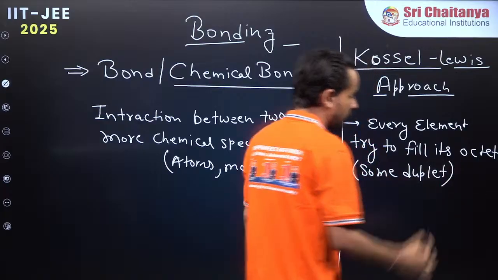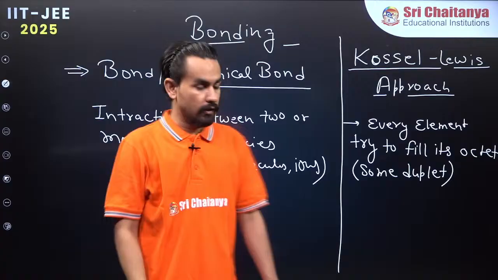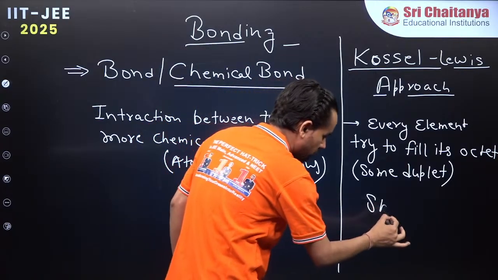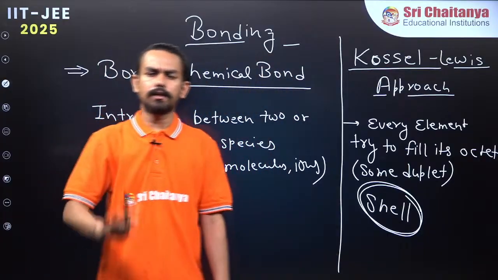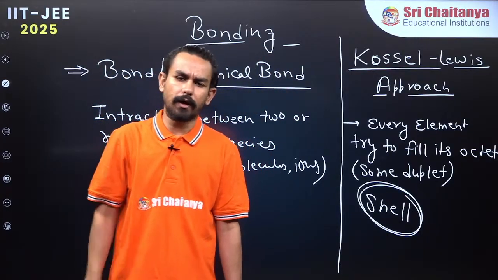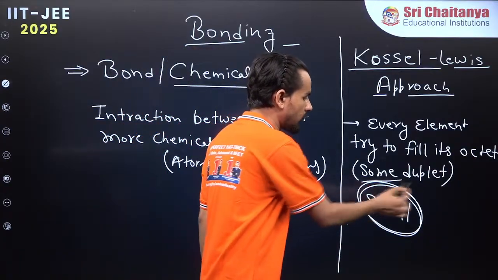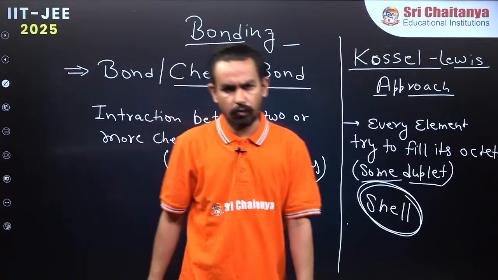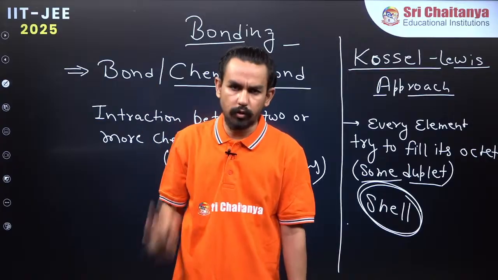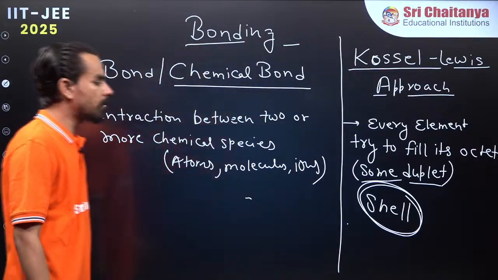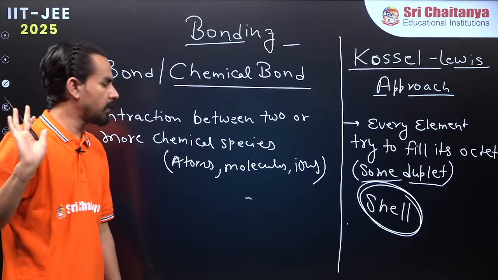What is the meaning of octet? Octet means that in outermost shell there should be 8 electrons. See, please be careful what I have written. In outermost shell there should be 8 electrons. Other than that, some of them do not go for 8 electrons in their shell, but they go for duplet. That means 2 electrons in their outermost shell. And who are they? They are hydrogen, helium usually. Okay, sometimes lithium, beryllium also work like that. But most of the elements, 99% elements, always go for completion of octet.